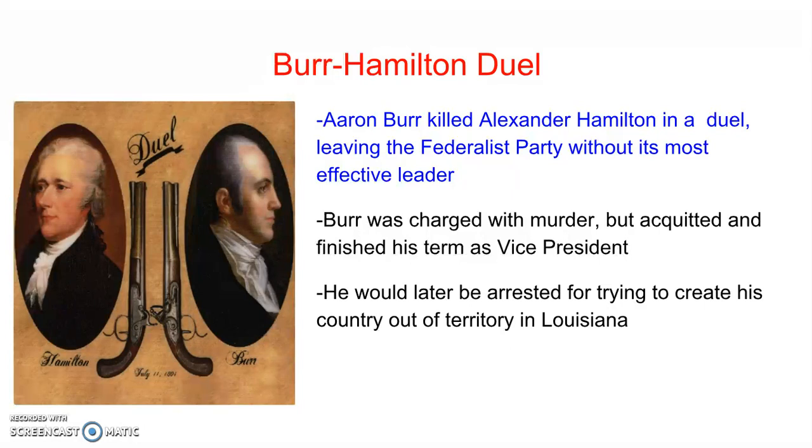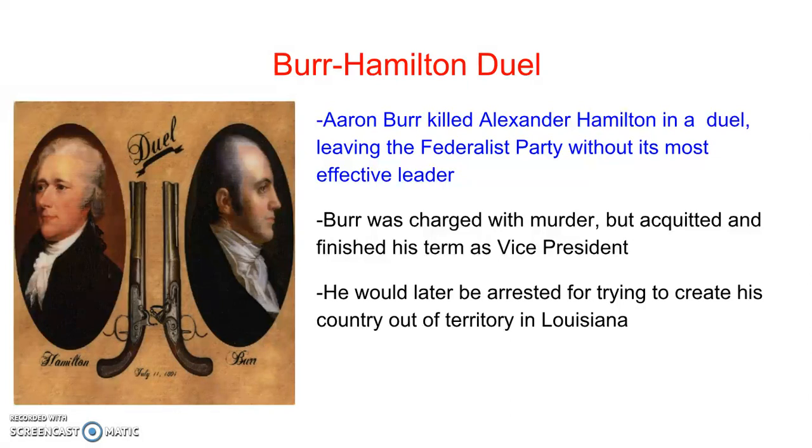The Federalist Party loses their most influential political leader for their party, and they will end up dying off about 10 years later. Burr, he's now killed a government official. Even though he was vice president, he does get pardoned for this and everything. He's allowed to finish up his term, but he doesn't run with Jefferson when Jefferson gets reelected.